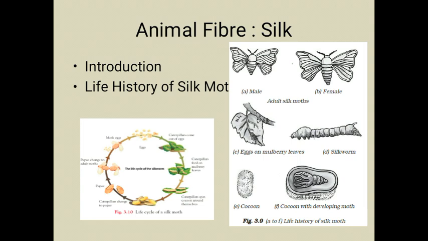The life cycle of the silkworm begins when the female silk moth lays eggs. See in this figure, in this picture, A is the male silk moth, B is the female silk moth, C is the eggs on the mulberry leaves, D is the silkworm. So the life cycle of this silkworm begins when the female silk moth lays eggs.